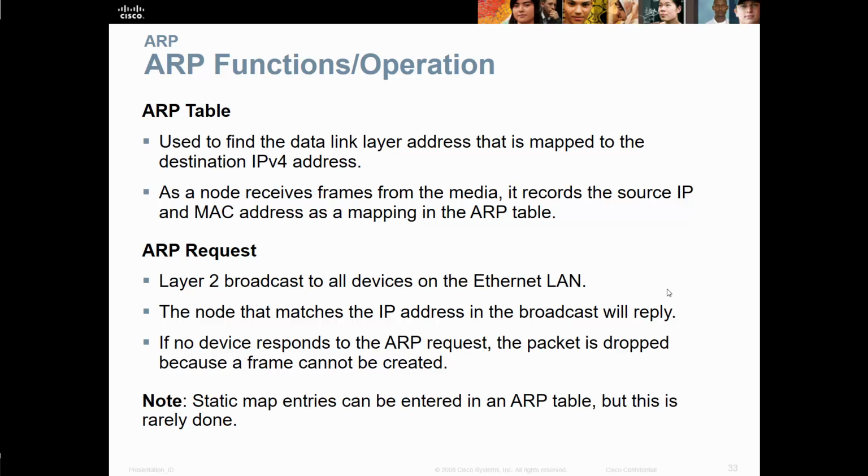Next, there are ARP requests. They are sent via a broadcast to all devices on the LAN. Anything that has a matching IP address in the broadcast should respond. All devices that don't match will just drop it. We can also statically map entries based on MAC to IP, and vice versa.